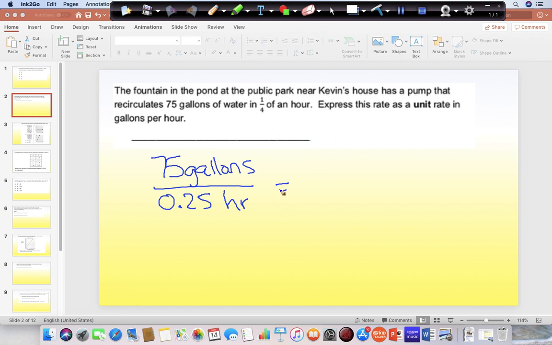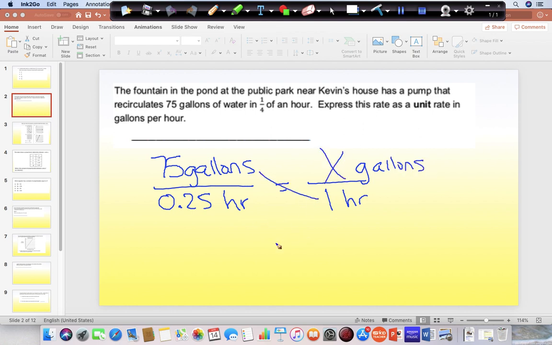Whatever works for you. We left the last one as a fraction just because there was a fraction in the numerator. So it says express this rate as a unit rate in gallons per hour. That means per 1 hour. Unit rates always have a denominator of 1, and we are looking for the number of gallons. So that is our x value.